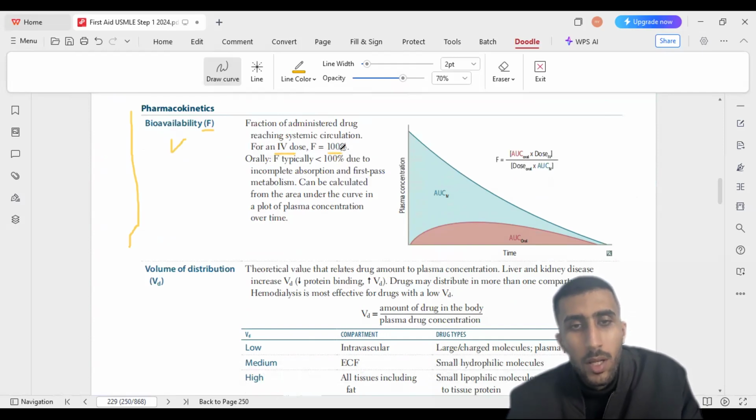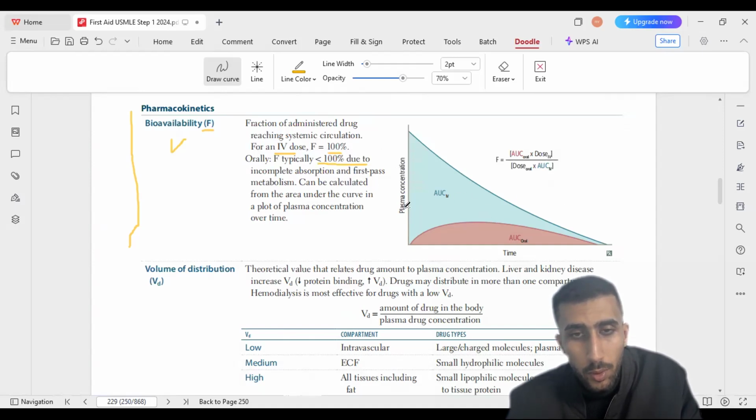You are injecting the drug directly into the circulation, so the F will be 100%, and the fraction reaching the systemic circulation is 100%. But this typically is going to be less than 100% for oral drugs, because you have absorption, and some of the drug is going to be lost in absorption, and also to first pass metabolism. And you can calculate it from the area under the curve.